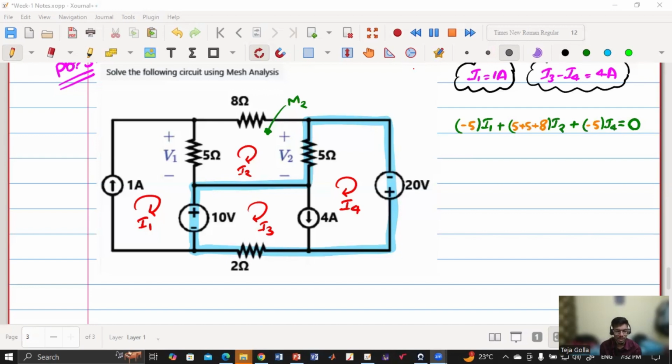We are short of equations because of this shared current source. What we are trying to do is take the outer mesh, ignoring this, and then apply KVL. So the current flowing in this resistance is I2 minus I4. Agree?